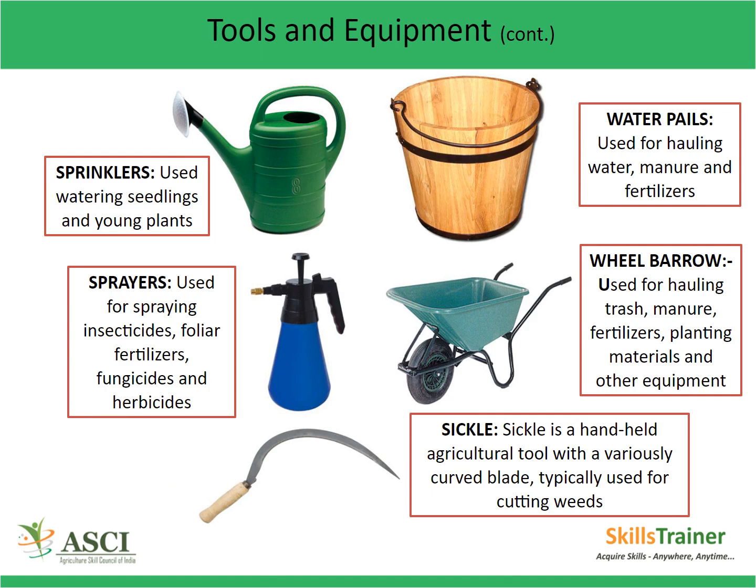Sprinklers, used for watering seedlings and young plants. Sprayers, used for spraying insecticides, foliar fertilizers, fungicides, and herbicides. Water pails, used for hauling water, manure, and fertilizers. Wheelbarrow, used for hauling trash, manure, fertilizers, planting materials, and other equipment. Sickle. Sickle is a handheld agricultural tool with a variously curved blade, typically used for cutting weeds.